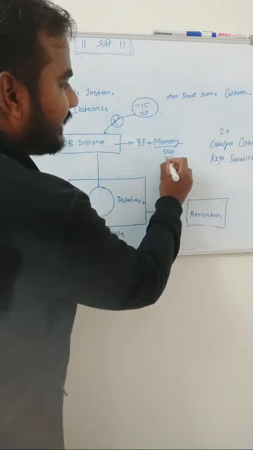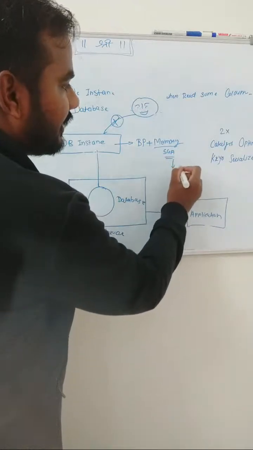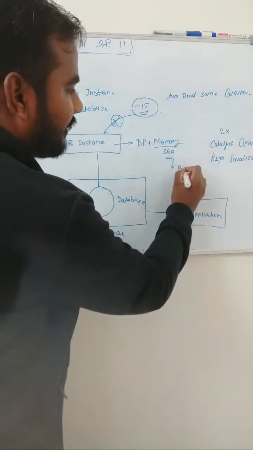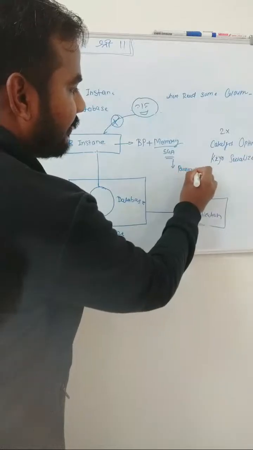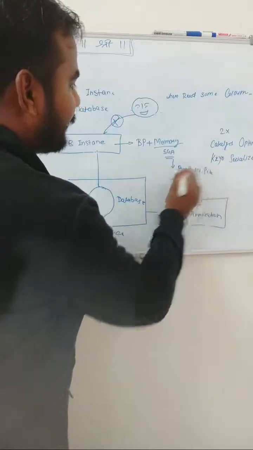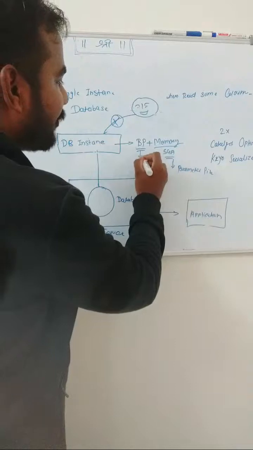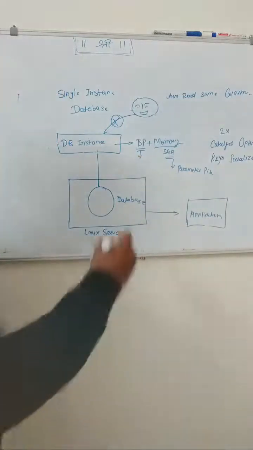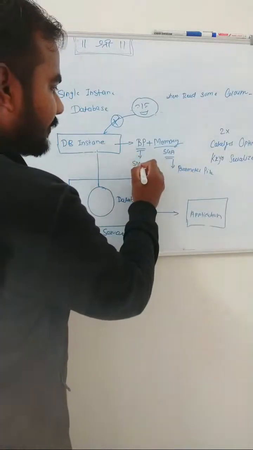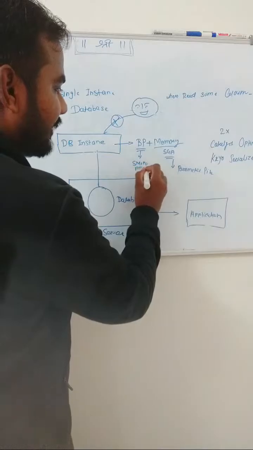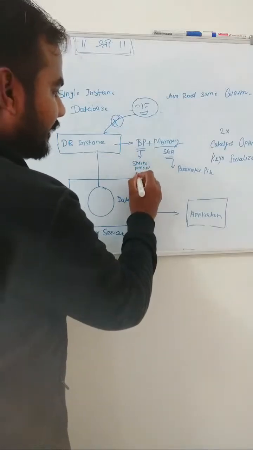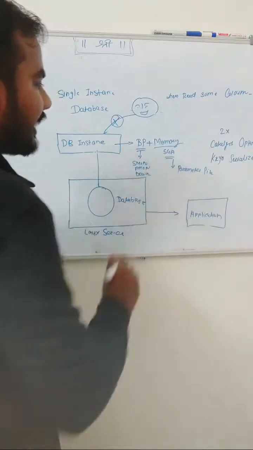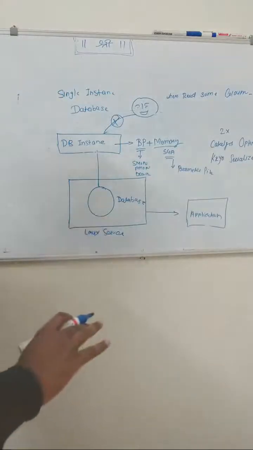Where is it defined? This SGA is defined in the parameter file. And what is a background process? The background processes are just like your SMON, PMON, then you have the DB writer, log writer, many background processes are there.